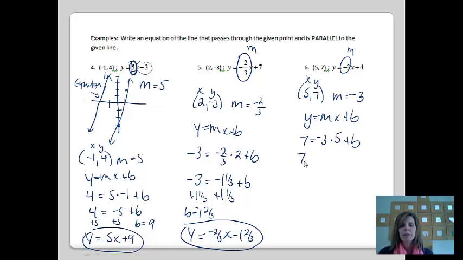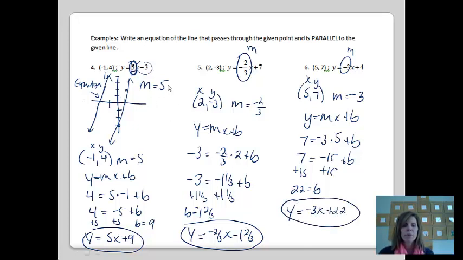And then from here, let's see, we'll multiply. Negative 3 times 5 is negative 15 plus b. We'll add 15 to both sides. And then 7 plus 15 is 22. And so we're ready to write our equation. So we'll get y equals the slope, which was negative 3x plus 22.